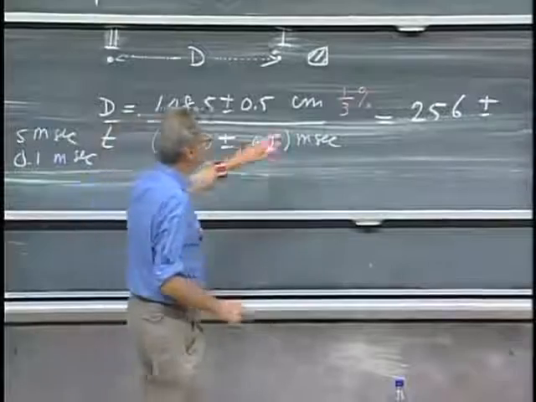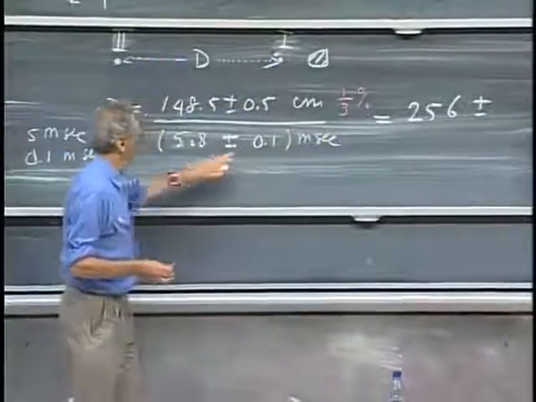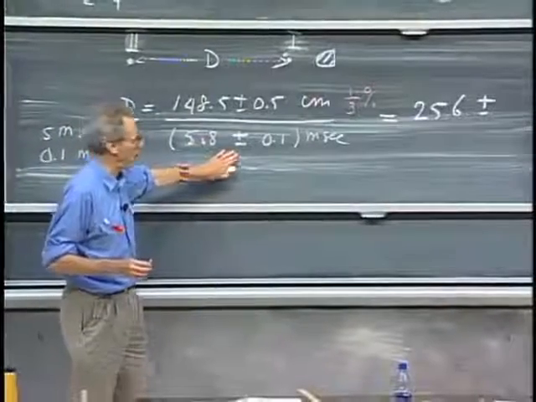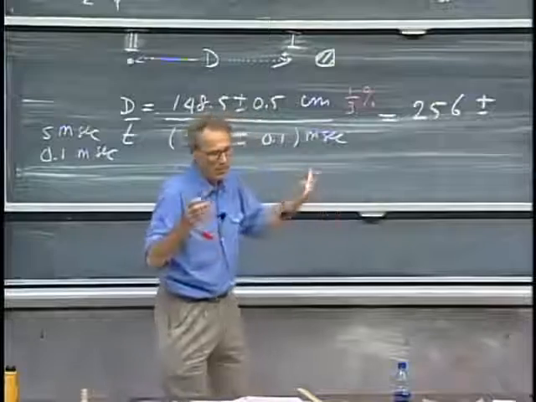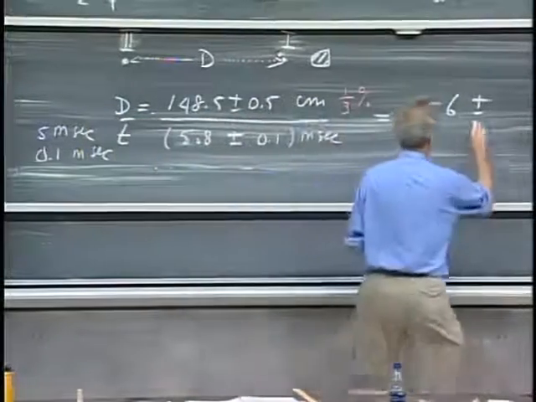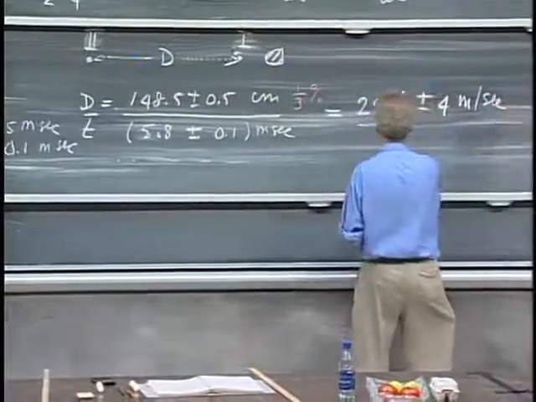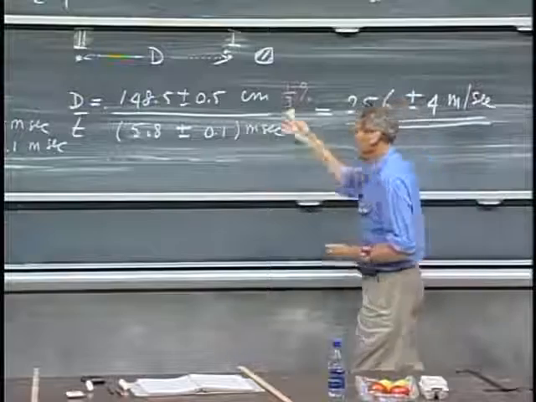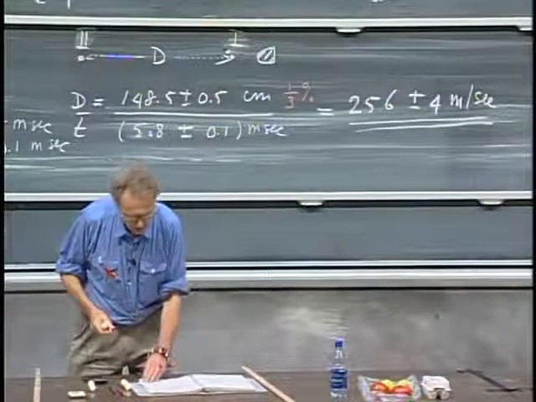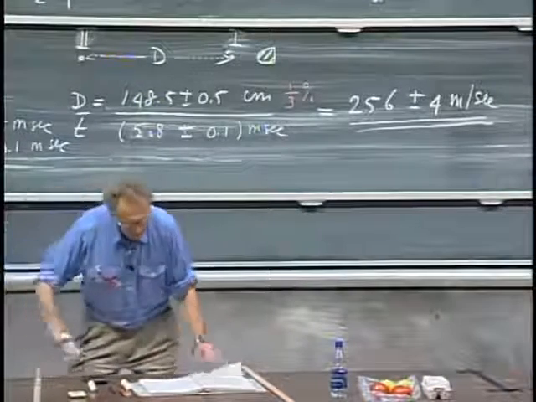This is a 1/3% error. It's negligible compared to this one. 1 out of 58 is about 1.7%. So this is the only one we have to worry about. So the uncertainty in there is about 1.7%. It's less than 2, that's what I wanted. And that gives me an error of about 4 meters per second. And so this is the result. And you see, it's only meaningful because we have a good idea about the uncertainties in the measurement.